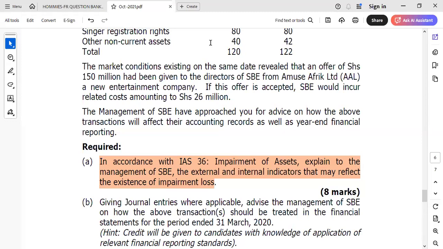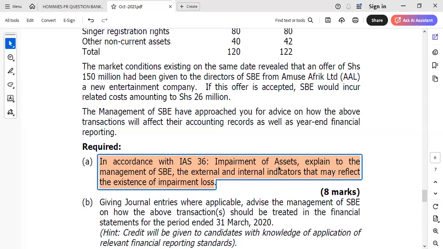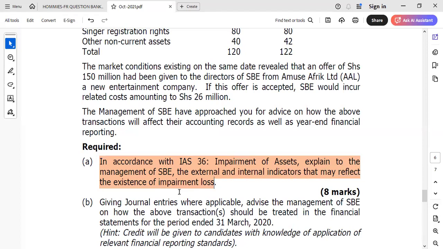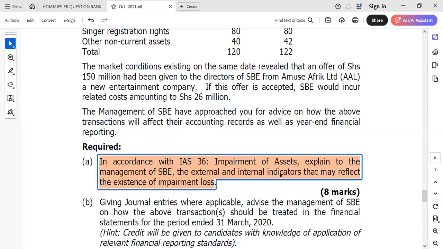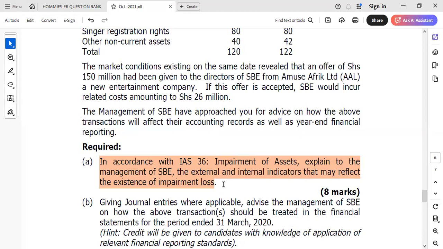So you have 8 marks from once you score these 8 marks, you'll be left with 42 to pass the paper. In accordance with IAS 36, impairment of asset explains the management of this, the external and internal indicators that may reflect the existence of impairment loss. So you have to separate internal and external. And I think that's all.